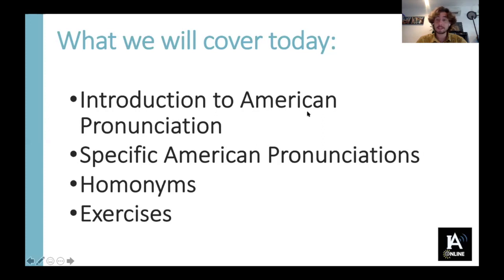And then we'll go into specific American pronunciations. We'll go over the basics like letters and pairings of letters that we use in English, which are definitely good to know and good to practice. Then I'll go into homonyms. It's not necessary to know that word now. I will explain it later. And then lastly, we'll get to the exercises. So let's get going.